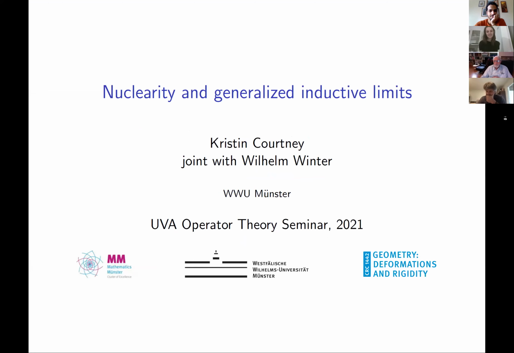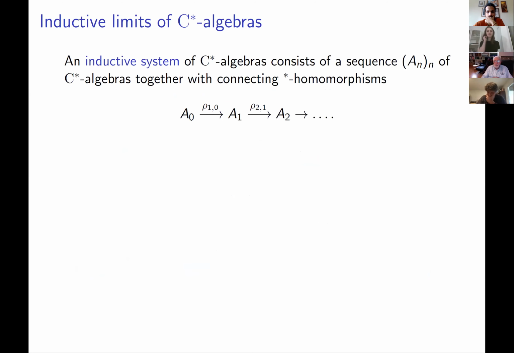Okay, right, so I'm going to talk to you about some current ongoing work with Wilhelm Winter on nuclearity and so-called generalized inductive limits. So part one, I want to consider a construction that has really become part of the canon of C-star and operator algebras, and that's the inductive limit construction. We start off with an inductive system of C-star algebras. We just think of this as a sequence of C-star algebras and star homomorphisms connecting them.